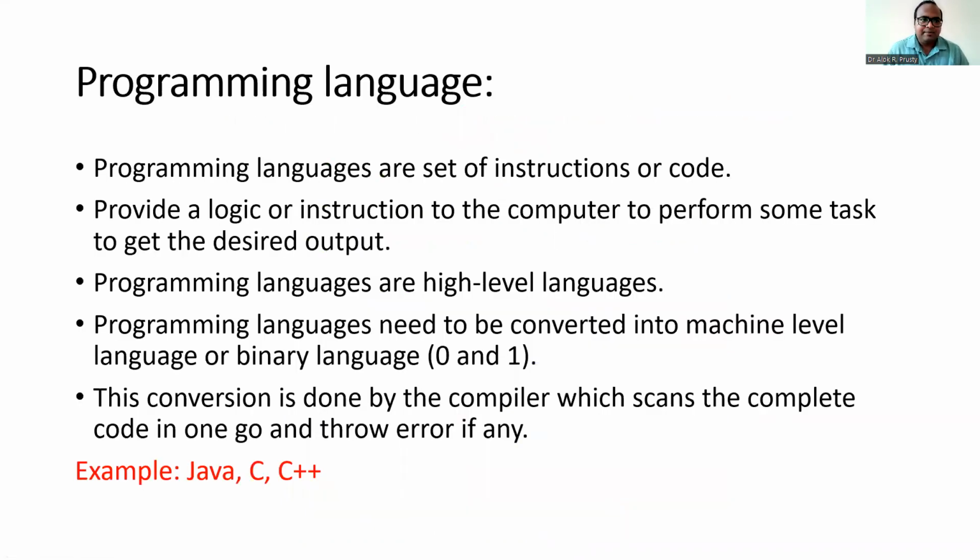So what is a programming language? Programming languages are a set of instructions or codes. As we know, a computer runs based on the instructions given to it as an input. Similarly, for giving certain instructions to the computer, we need the help of a programming language. It provides a logic or instruction to the computer to perform certain tasks to get the desired output.